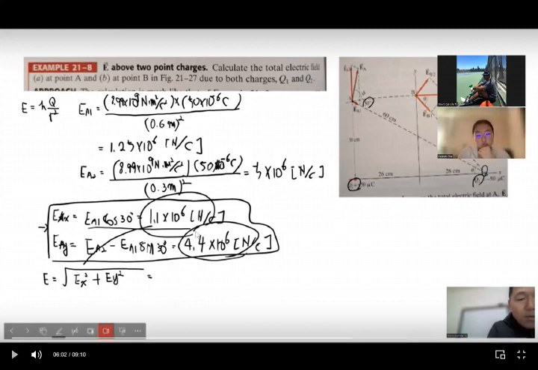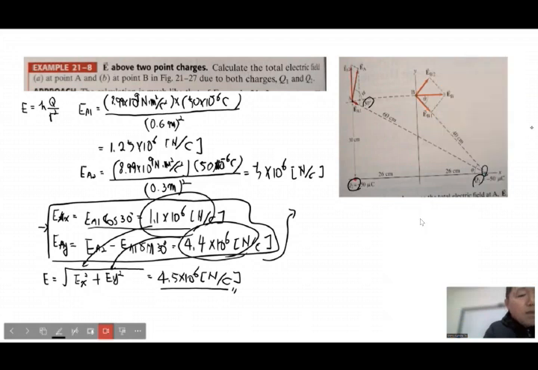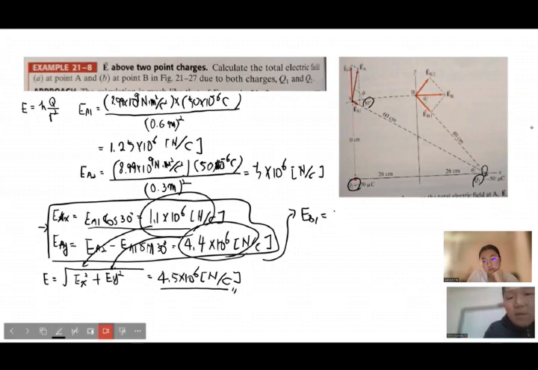Okay, continuing with the formula, that should be 4.5 times 10 to the 6 Newton per Coulomb. Now let's take a look at the field at position B. Just like the one at position A, the electric field from Q1 at position B is the same as K times Q over R squared.